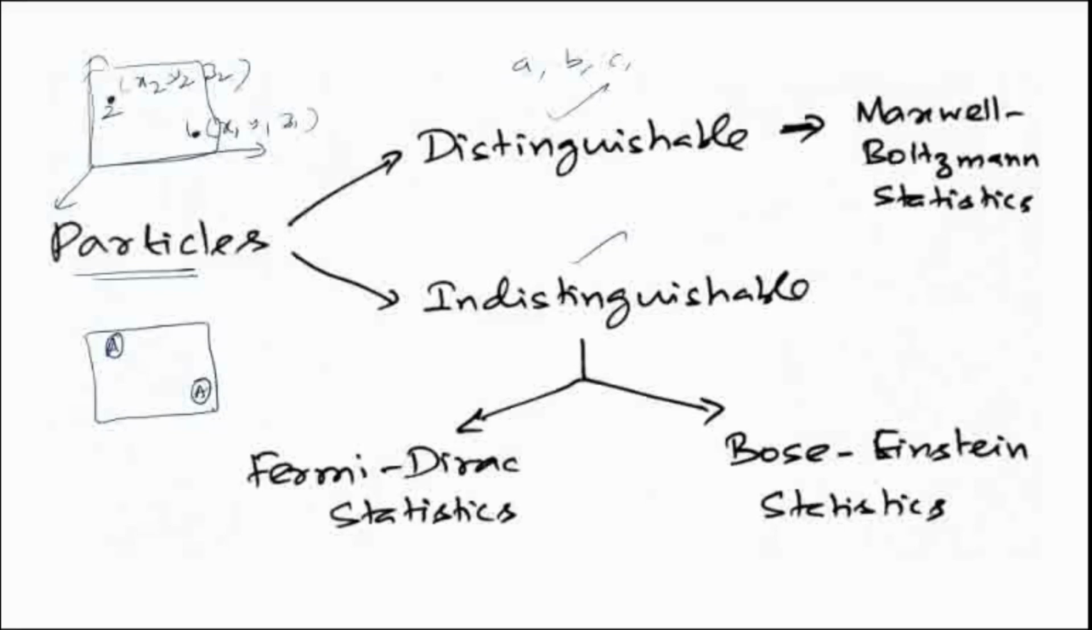But I'm saying that these particles are distinguishable in the sense that I can distinguish the two particles at any instant of time using the coordinates. I can very well distinguish them. Are you able to understand? That's why these particles are called distinguishable. So don't misunderstand. Distinguishable does not mean one is a nitrogen molecule and the other is a methane molecule.